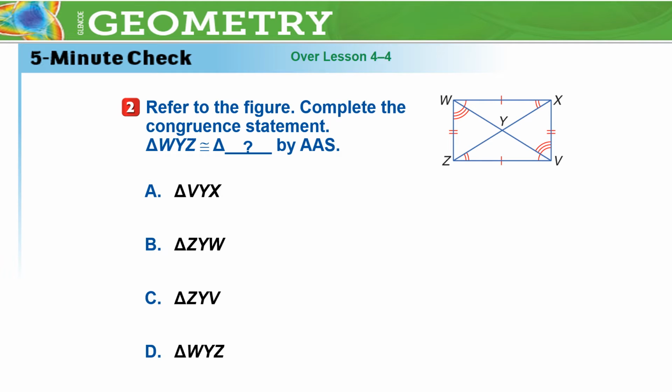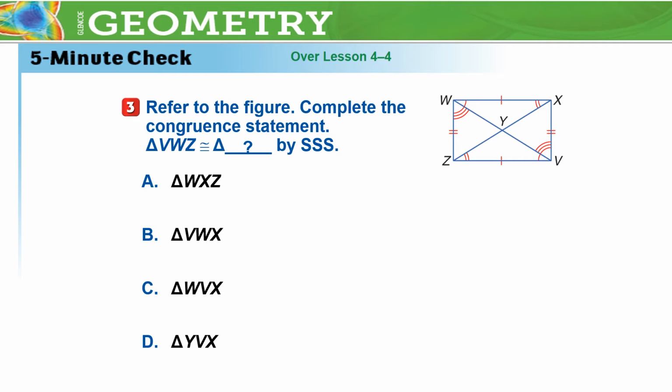Two triangles, WYZ. From here, this angle will be congruent to this angle, and this angle will be congruent to this angle by vertically opposite angles, and this side like this side. So your answer will be letter A, which is triangle VYX.